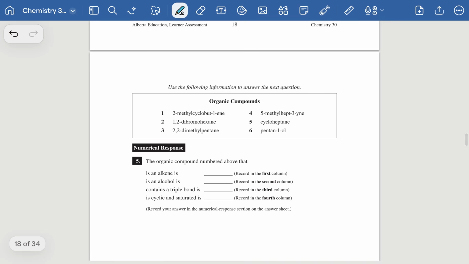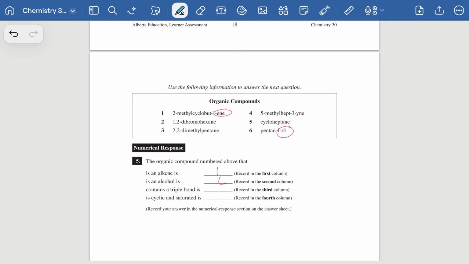I like these questions when it's just kind of nice and easy. As long as you know your organic theory, the rest should be fine. So being able to identify an alkene, you need something that ends in ENE. So this would be number 1. To identify your alcohol, you need it to end in OL. So this is number 6.